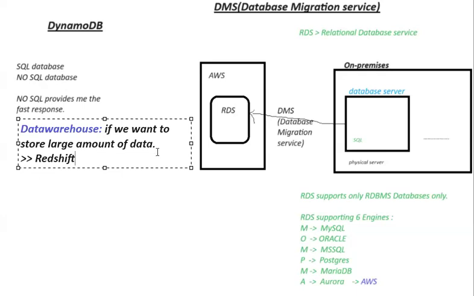If you want to migrate your data from on-premise to AWS, what is the service that you use? Data migration service. So I hope till now you got a good idea about database services and their usage in AWS. I hope you understood this video.